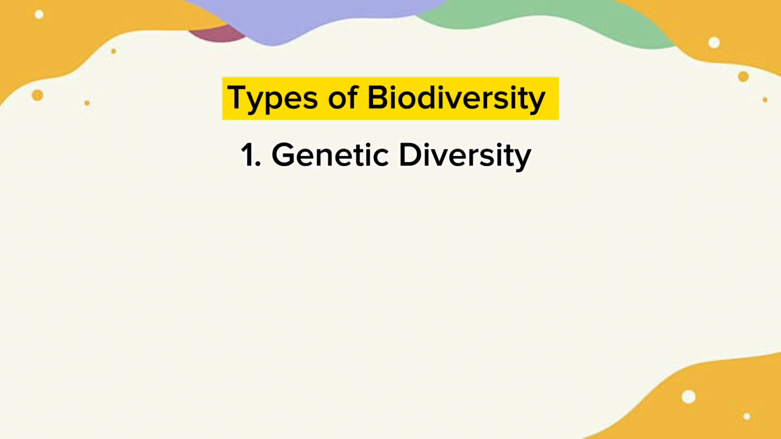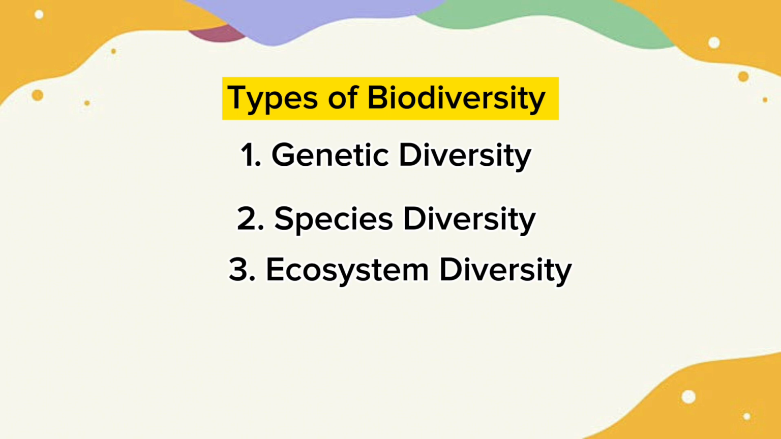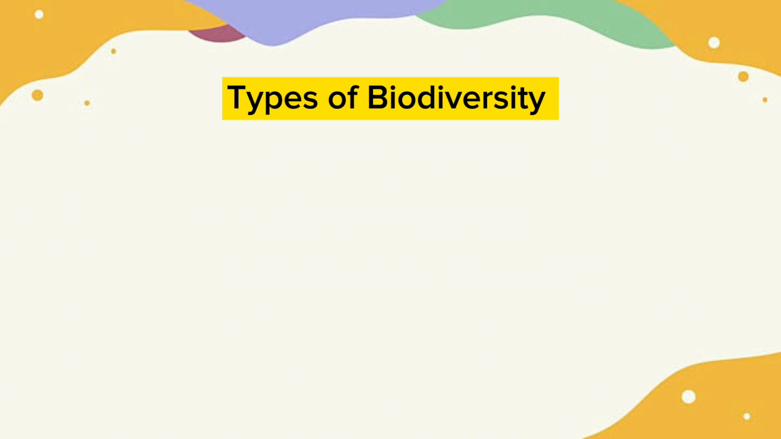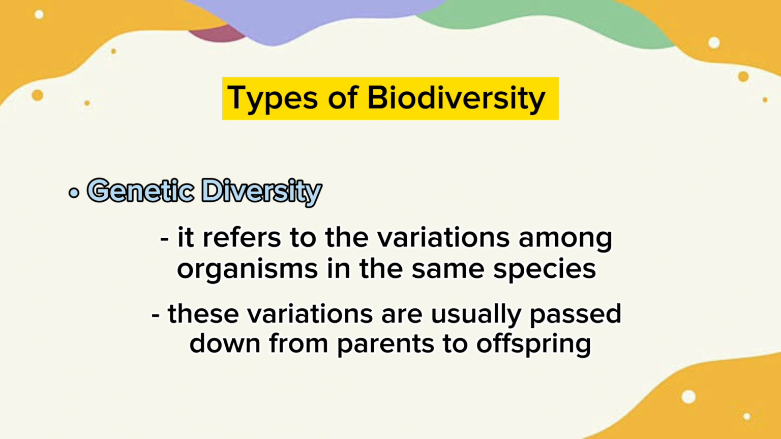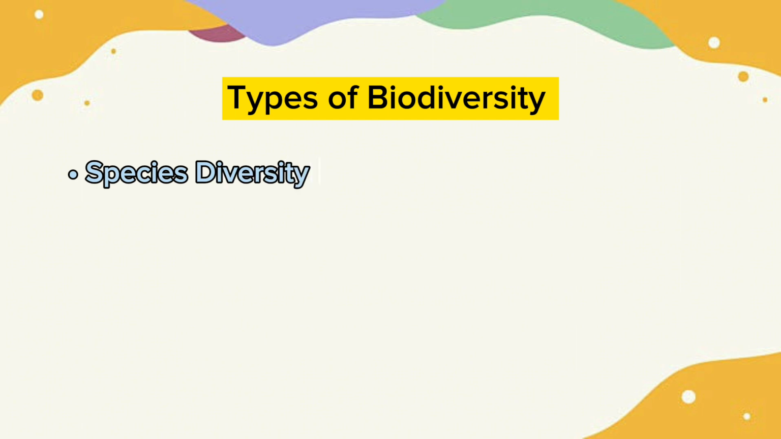There are three types of biodiversity. We have genetic diversity, species diversity, and then the last one is ecosystem diversity. Let us discuss these three types of diversity. Let us first discuss what is genetic diversity. Genetic diversity refers to the variation among organisms of the same species. These variations are usually passed down from parents to offspring. It describes the variety in the number of genetic types as well as the chromosomes present in different species in a given region. Next, we have species diversity.